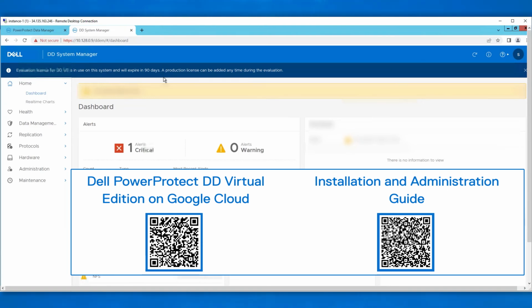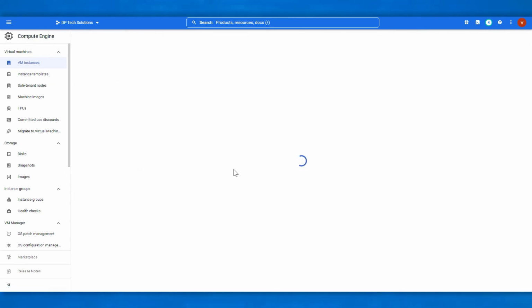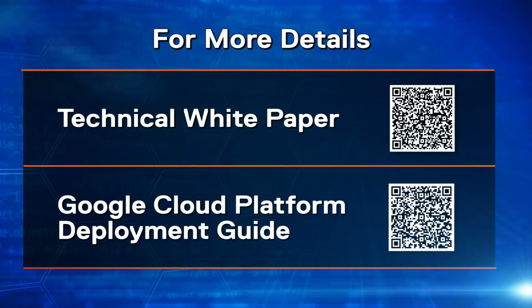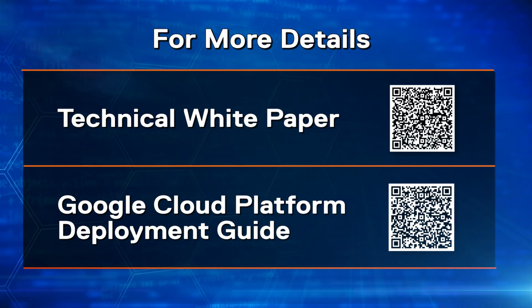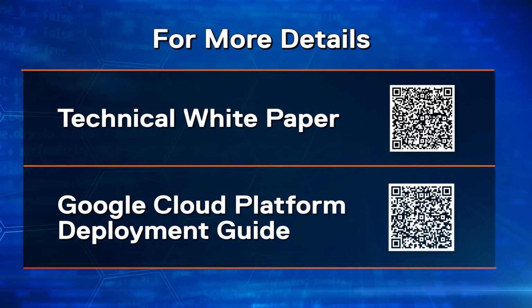appliance on Google Cloud. This concludes the demo on deployment and configuration of Data Manager on Google Cloud. For more details on this topic, see the technical white paper, Data Manager Deployment and Configuration on Google Cloud, and also refer to the Data Manager Google Cloud Platform Deployment Guide. Thanks for watching this demo.